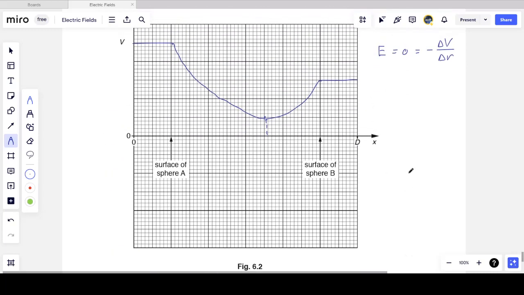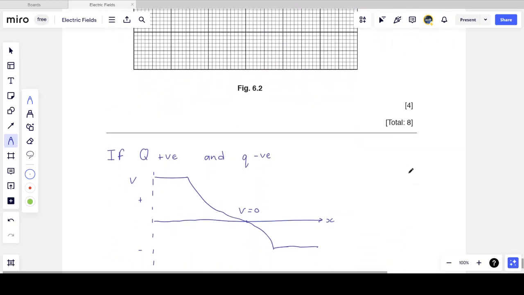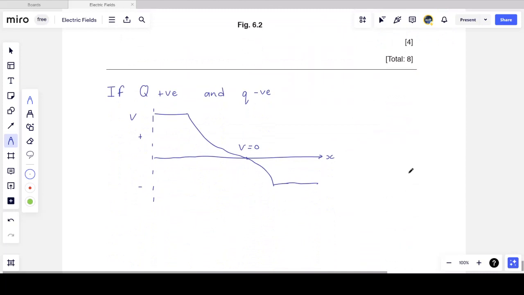And so when answering questions like these, always make certain that you understand, do I know what my charges are? Am I drawing or plotting or sketching a graph of field against distance or potential against distance?